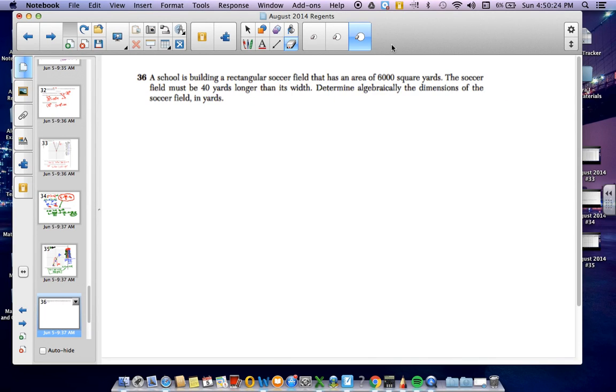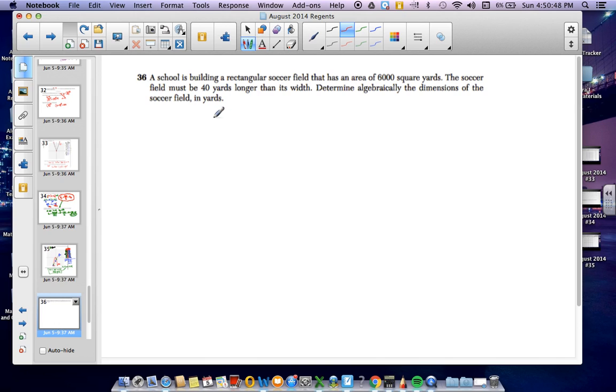Hello everyone. So for number 36 in part 3, we're taking a look at a modeling question. We're going to try to represent or write an equation to model this given scenario about a soccer field, and then we're going to try to solve it. It's going to end up being a quadratic once we do solve it, so we'll keep in mind some quadratic methods, and we'll just get it started here.